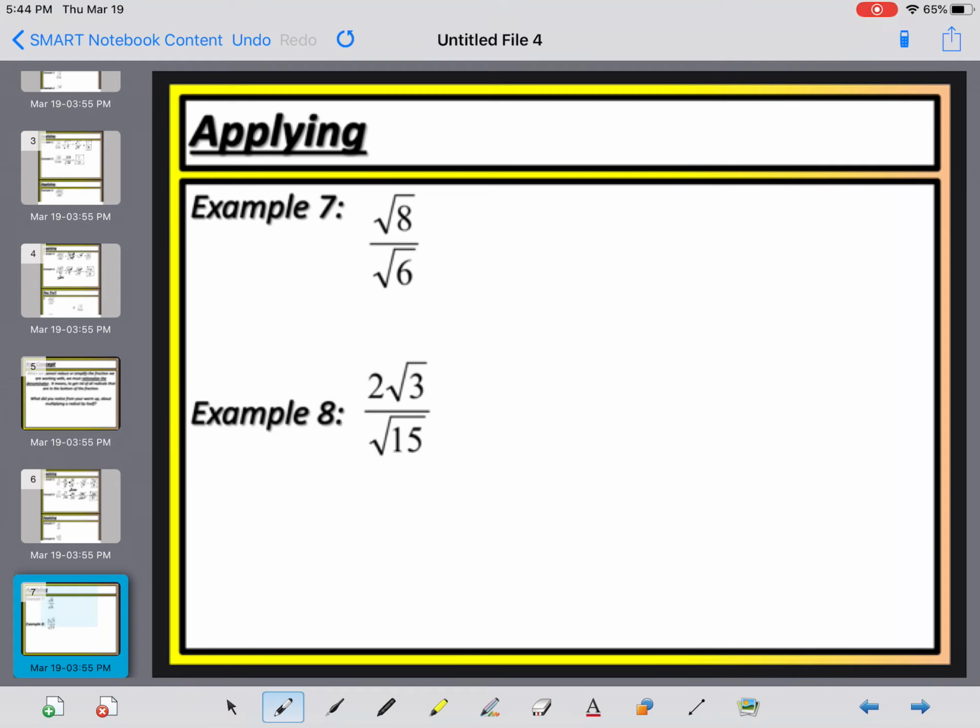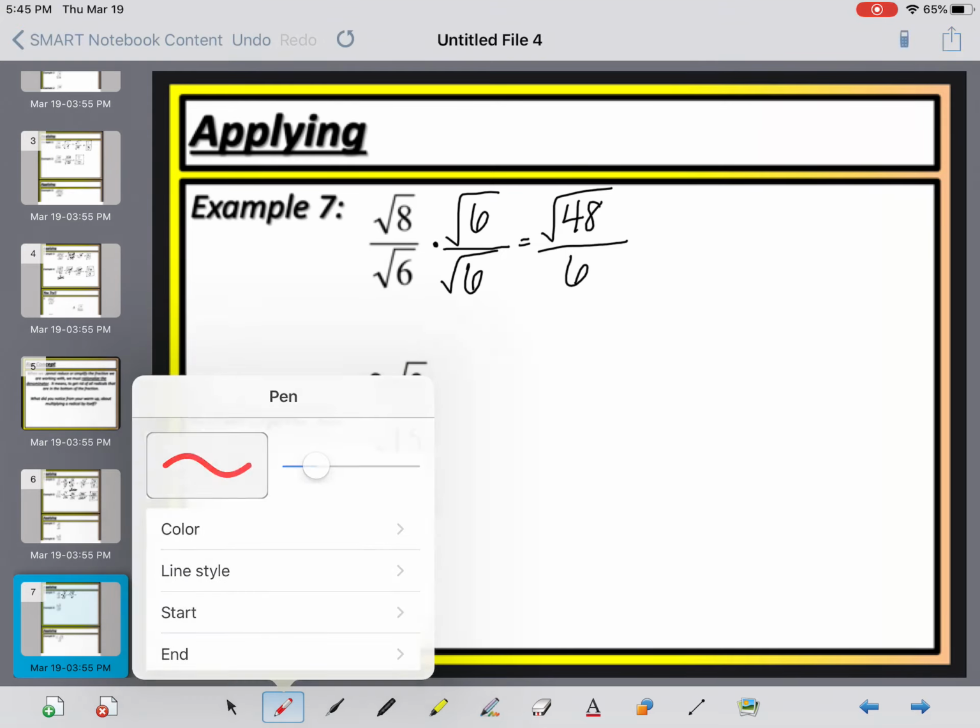Pause the video at this point and try and do examples 7 and 8 on your own. Okay, I'm going to go through and do the work for these. So we're going to use square root of 6. Okay, we get square root of 48. Okay, and I'm going to start to cut out that middle step. I'm just going to have a 6 in the denominator.